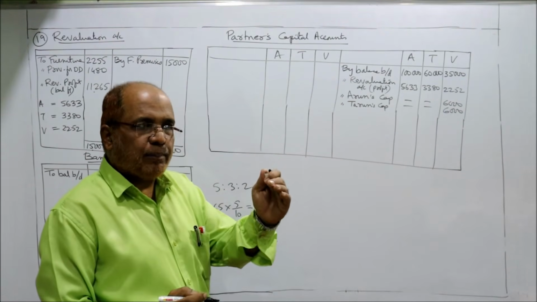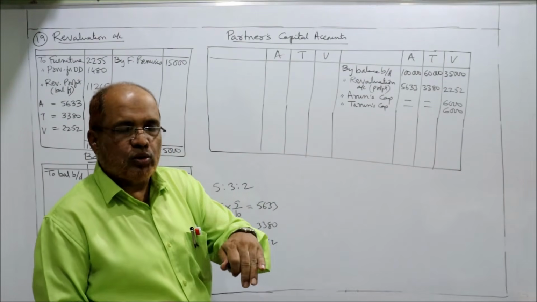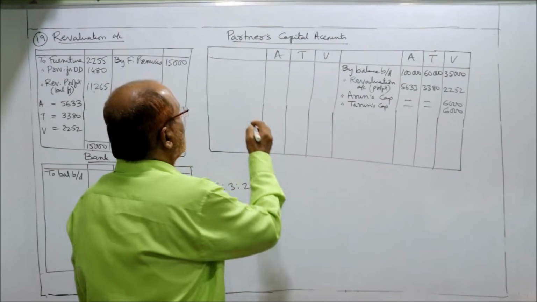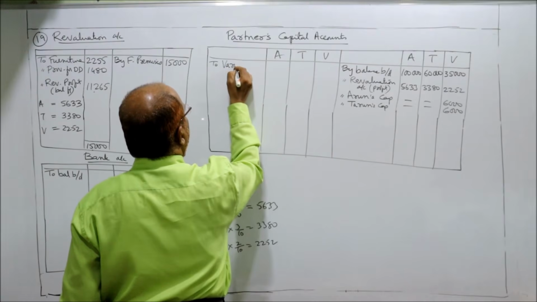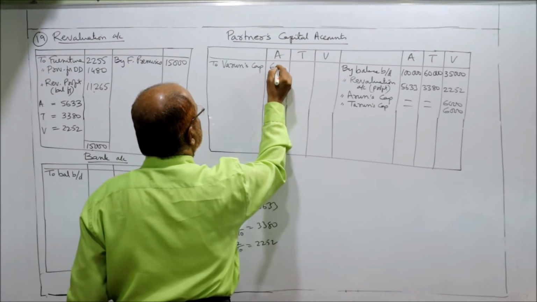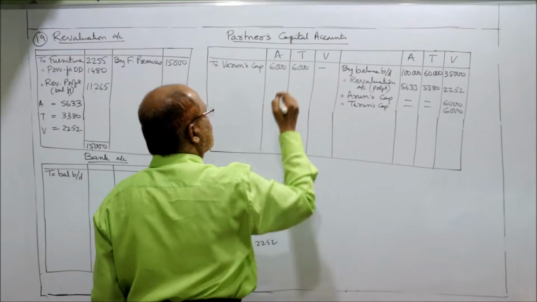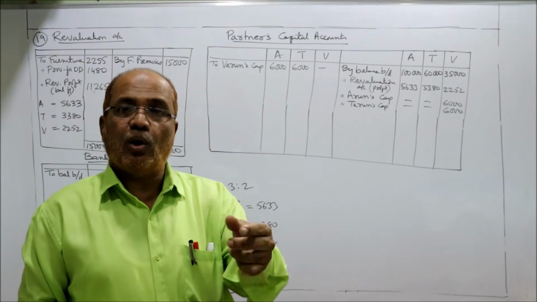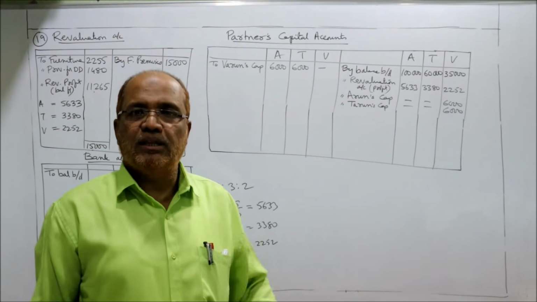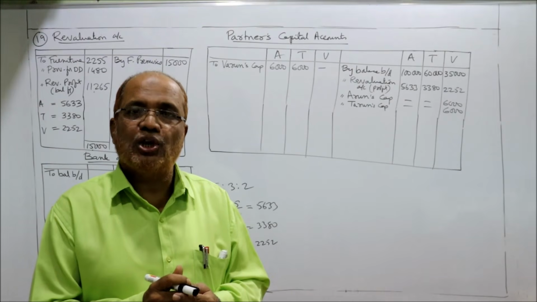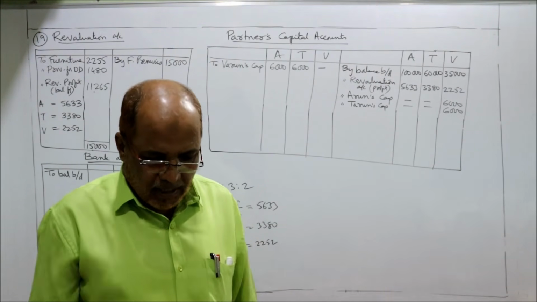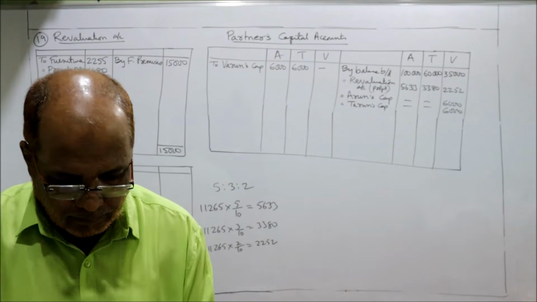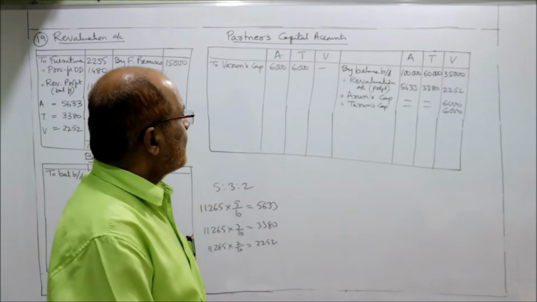Now Arun's capital account debit, Tarun's capital account debit to Varun's capital. So Varun's capital is credited 12,000. Now whom to debit? Arun and Tarun. To Varun's capital, 6,000. So Arun is debited 6,000, Tarun is debited 6,000 and Varun is credited 12,000. This is the adjustment entry for share of goodwill of the retiring partner. That's it. Now we have to find out the balance remaining in the accounts.